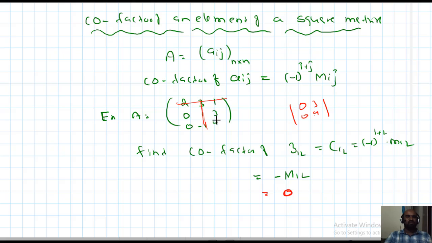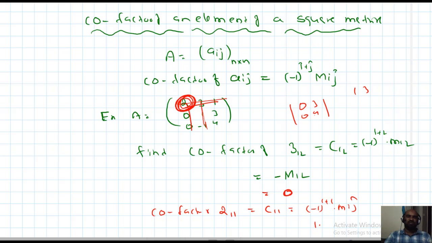For example, you want to find the cofactor of 2. Which one? That is 1 1, C11. What is that? Minus 1 power 1 plus 1 into M11. Minus 1 power 2 means 1 only, 1 into M11. This row, this column should be removed.